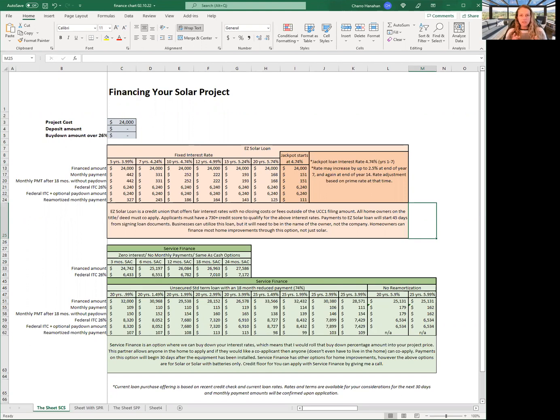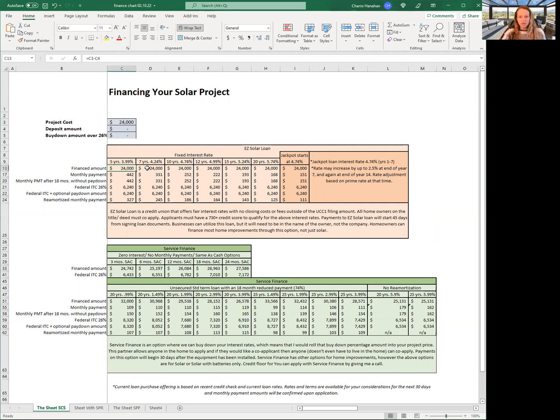Some things about them, they do require a 730 plus credit score for these interest rates. You do have to be a US citizen, and payments start 45 days after the loan documents are signed. So usually it takes about 10 weeks from the time that the loan docs are signed to installation. So you'll likely have to pay one or two payments before the system is energized. Also, all homeowners on the deed or the title are required to co-apply.